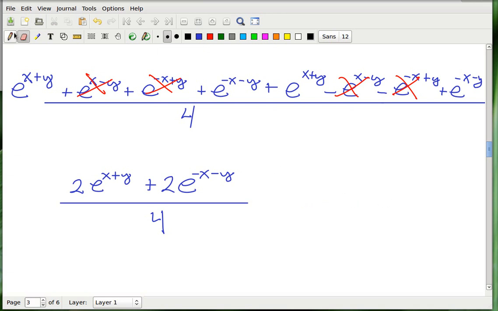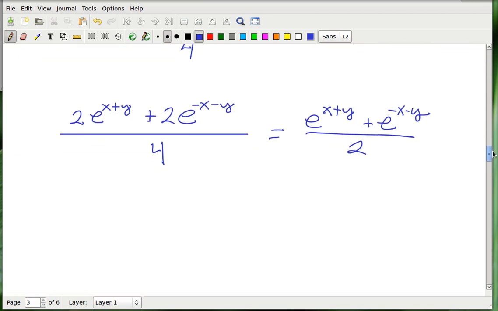Now what do you think we do? The obvious thing to do is to cancel the 2 that's in common in the top and the bottom. And if you do that, you get e to the x plus y plus e to the minus x minus y over 2. Now there's nothing left to do that leaps out at me, so I hope we're done.